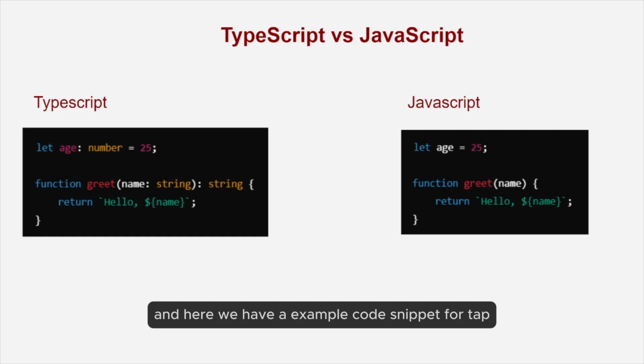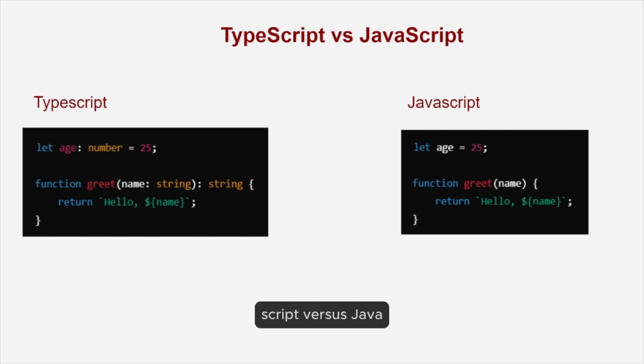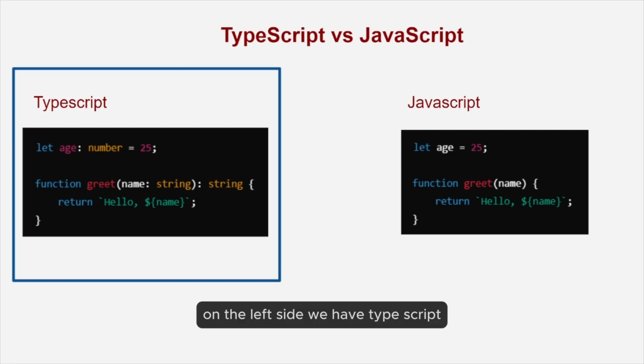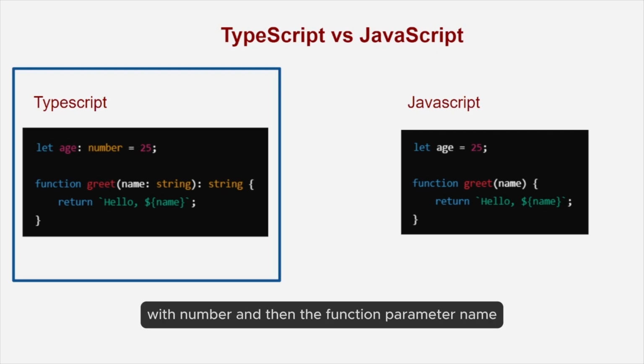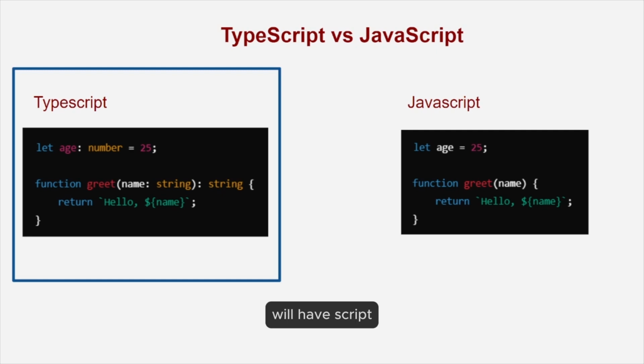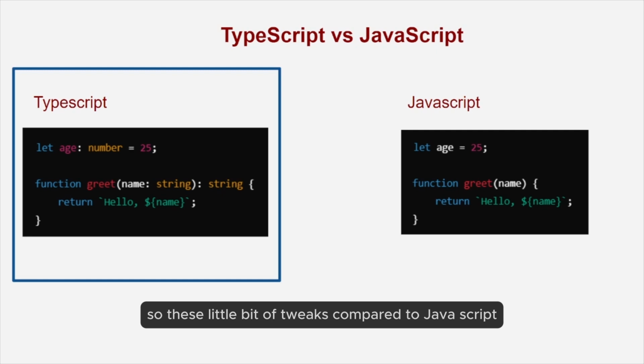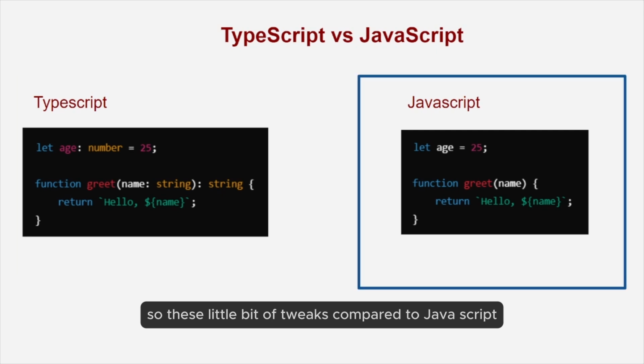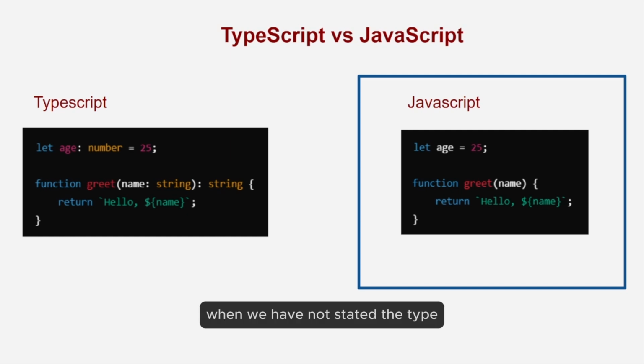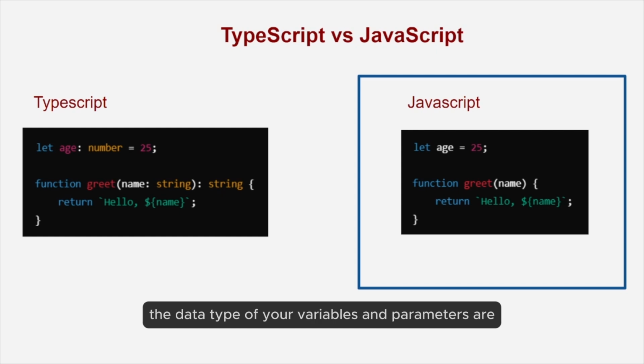And here we have an example code snippet for TypeScript versus JavaScript. On the left side, we have TypeScript. Here we can see that we put in the type for the age variable as number, and then the function parameter of name will have string. These little tweaks, compared to JavaScript on the right, wherein we have not stated the type, will translate into the future when you're working with larger code bases, so that you won't get confused with what the data types of your variables and parameters are.